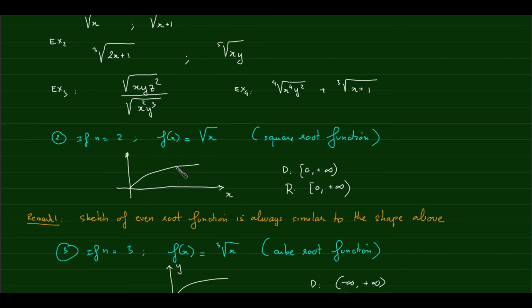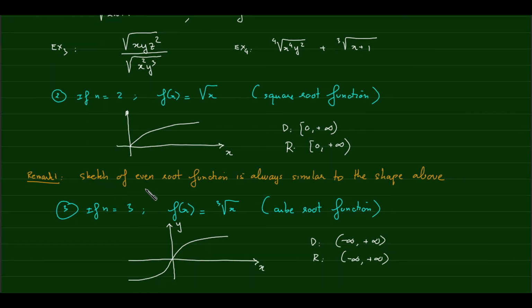Okay, and if it looks like this, then you see that the domain and range are from 0 to infinity. You have to include 0 also, because think about it, you can take the square root of 0, so at 0 it still works. That's why we have to use the bracket. Remember this: the sketch of all even root functions is always similar to the shape above. It means that if n equals 4, 6, 8, 10, the sketch always looks like this.